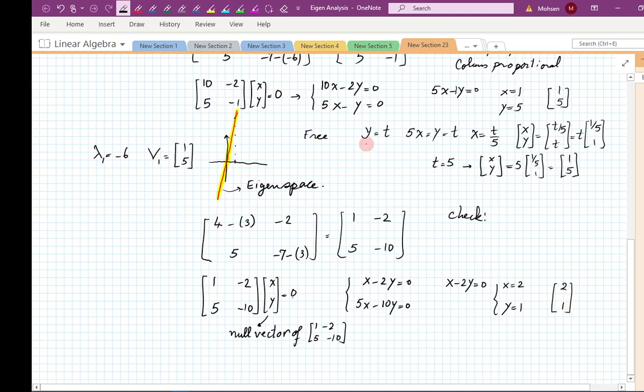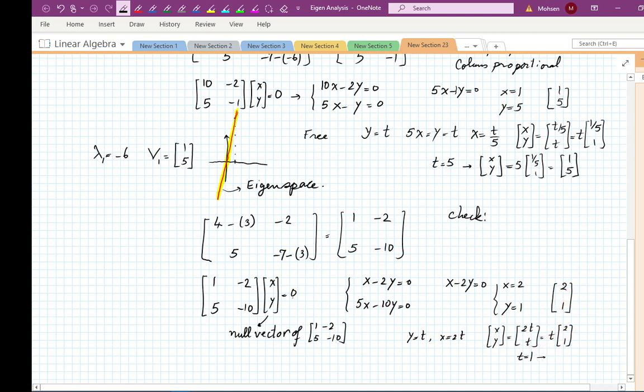Again, you can take y to be t. If you want to do it the hard way, x becomes 2t, and then your x y becomes 2t and t, and then you factor the t. What's the easiest t to use? Easiest t to use, well, I don't have any fraction to get rid of. I'm not allowed to use 0. Easiest t to use is 1, and 1 times 2, 1 is just 2, 1.